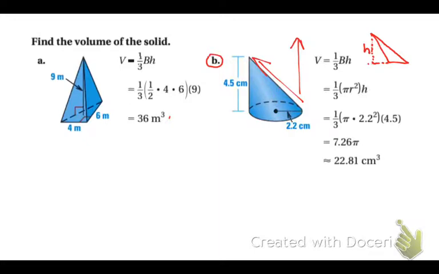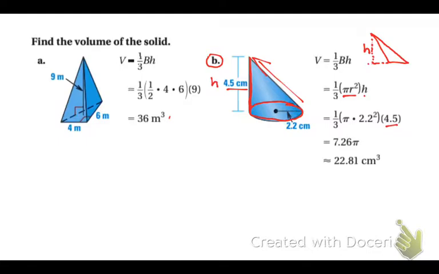Okay, so the height is going to be this line right here, which in this case is 4.5 centimeters. Okay, clean up some of this stuff. So 1/3 base times height is our formula because our base is a circle. It's 1/3 pi r squared h. We know what our h is. It's 4.5.